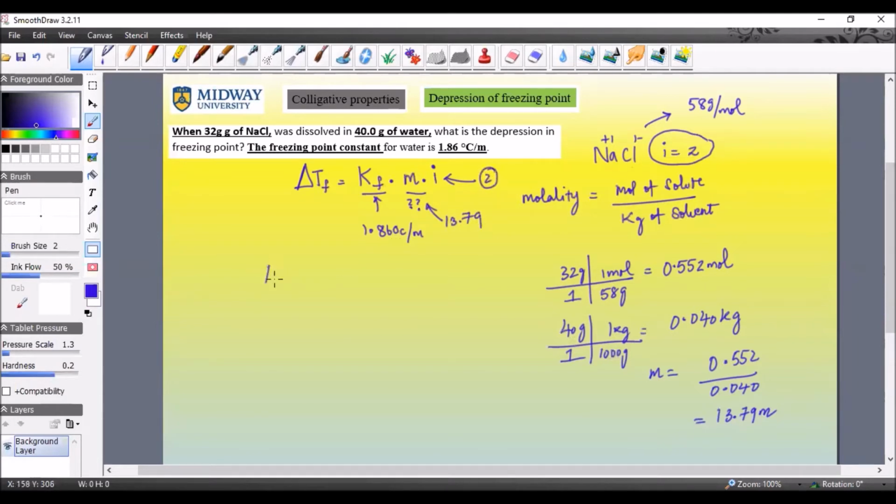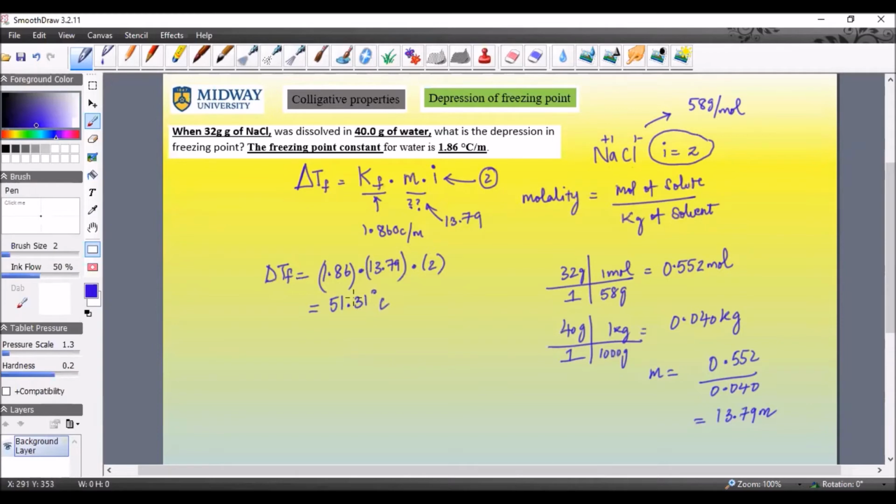So delta TF is just simply 1.86 times 13.79. I'm going to put all this in brackets, times 2. So it's 51.31 degrees Celsius. And that's it.